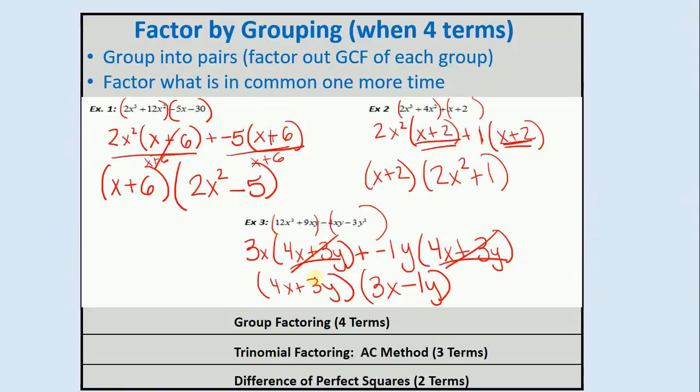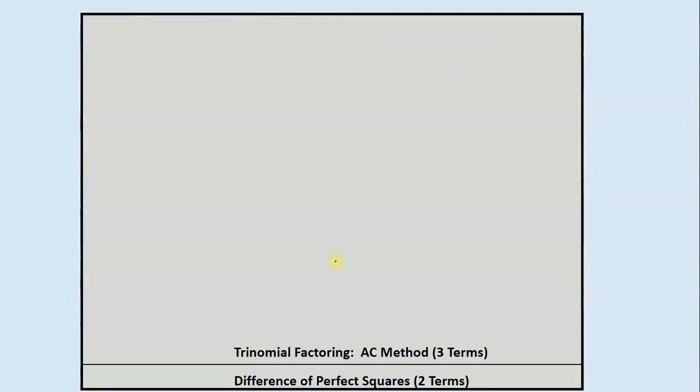Ultimately, guys, what this is doing is undoing the distributive property, if you want to consider it that way. That's pretty much all you're doing. Now, what if you have 3 terms? This is kind of the common factoring that you normally will see.